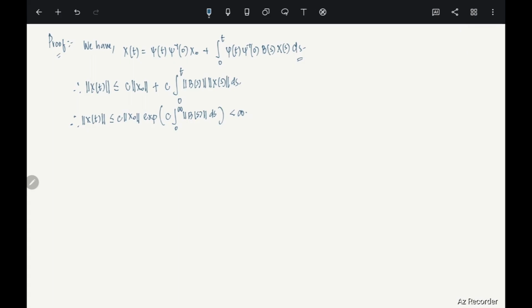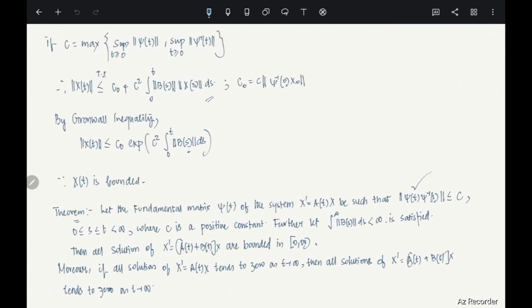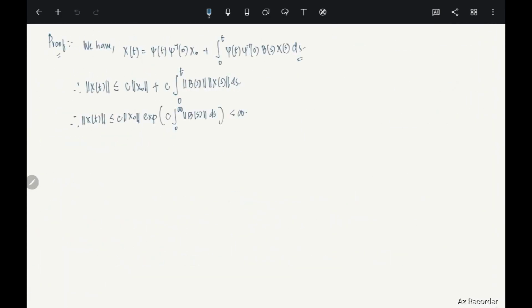Now, again, the second part. What is the second part? This part is also very easy. I'm not going to do it in full, but I will just give you an idea of how to do it. It is given that all the solutions of the system go to 0 as t tends to infinity. And we have to show that the perturbed system also exactly mimics the same sort of properties. Okay, so how do you do it? So this is part 2.